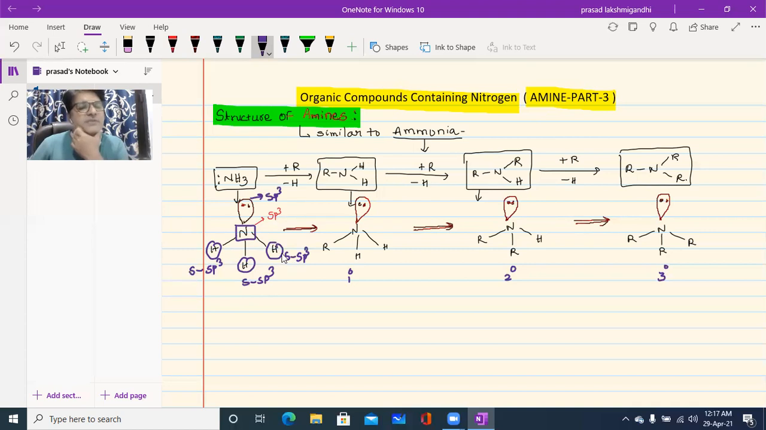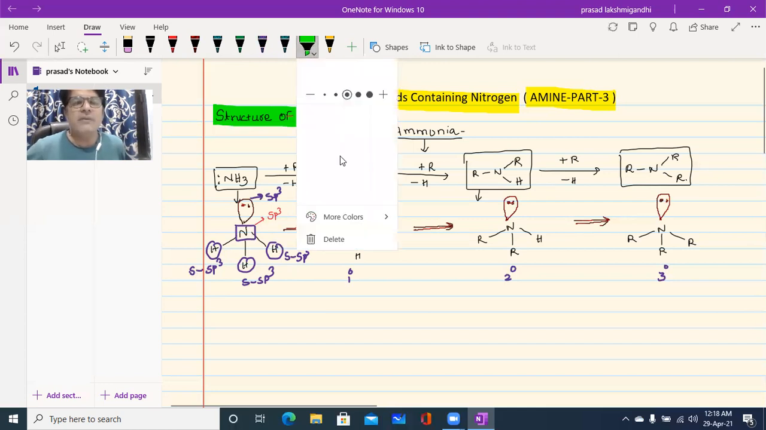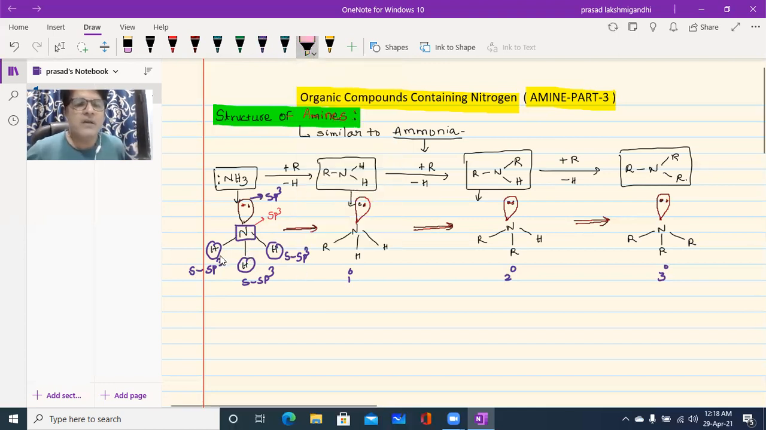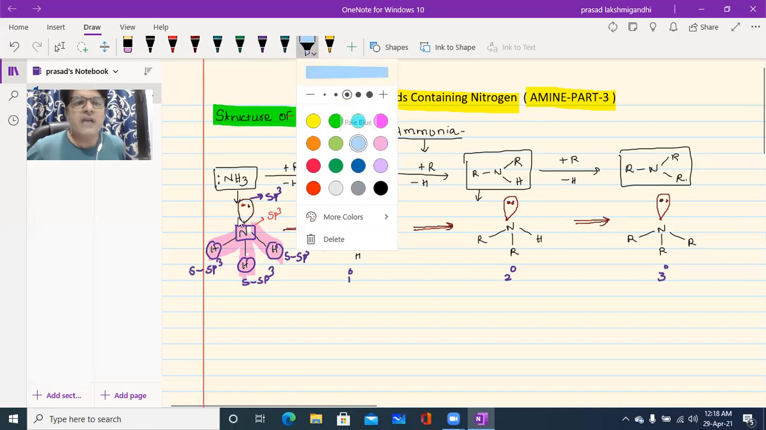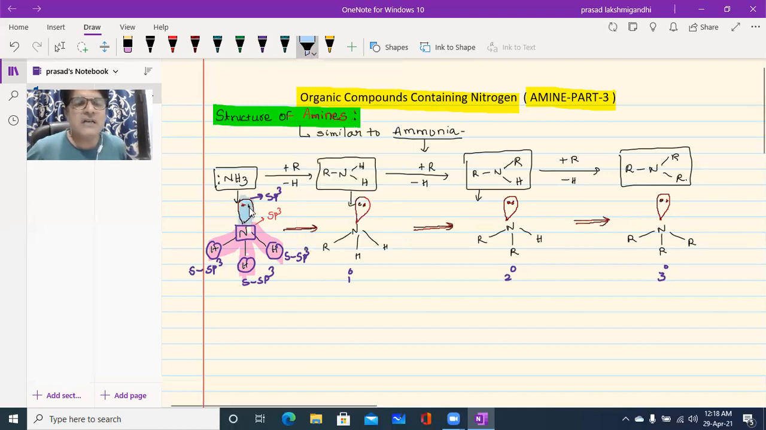Out of the four sp3 hybrid orbitals, three sp3 hybrid orbitals overlap with the s orbital of a hydrogen atom and form N-H bonds like this. I will show you over here: the first, second, and third N-H bonds. Whereas the fourth sp3 hybrid orbital contains a lone pair of electrons. Clear? So this is the structure of ammonia.